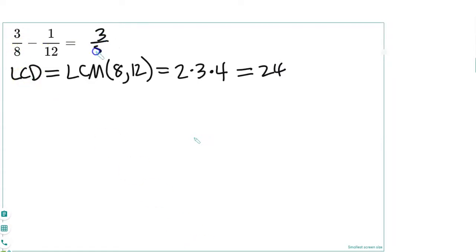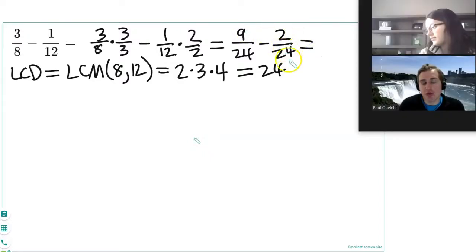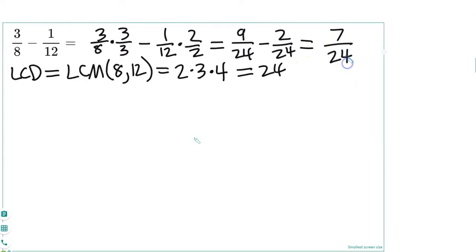Yeah, sure. So we're going to multiply this by 3 over 3, and we're still going to multiply 1 over 12 by what? 2 over 2. Yep, because 12 is 3 times 4. That's sitting right there, so it's missing the 2. So we get 9 over 24 minus 2 over 24, correct? Okay, what would you get when you do that? You get 7 over 24, okay.